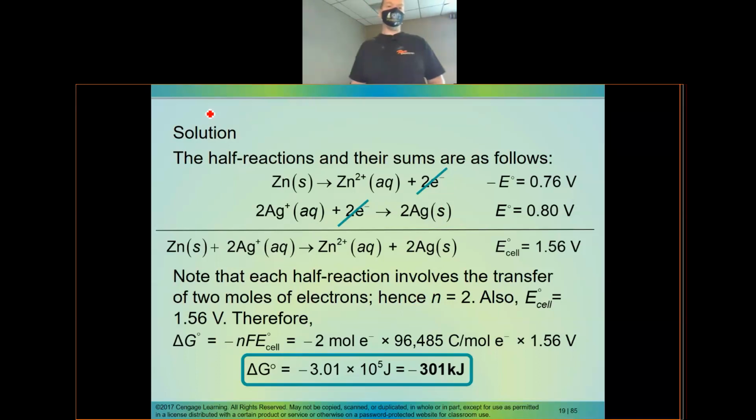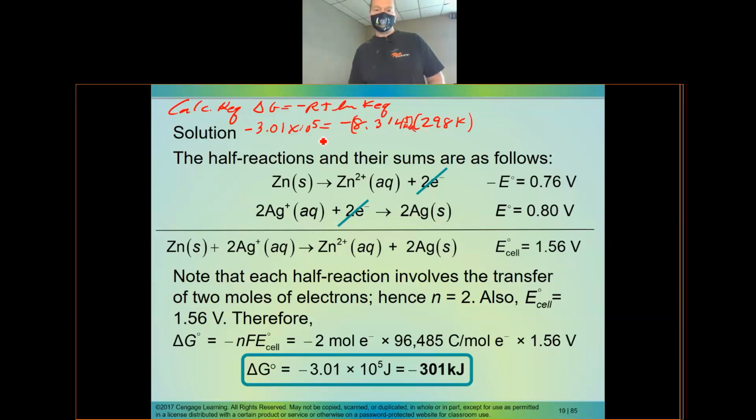So let's calculate K eq. We have delta G is equal to negative RT ln K eq. We just plug in our numbers: negative 3.01 times 10 to the fifth is equal to negative 8.314 joules per mole Kelvin, at 25 degrees Celsius, 298 Kelvin. The joules per mole are going to be gone, the Kelvin's going to be gone, and we have our ln K eq.